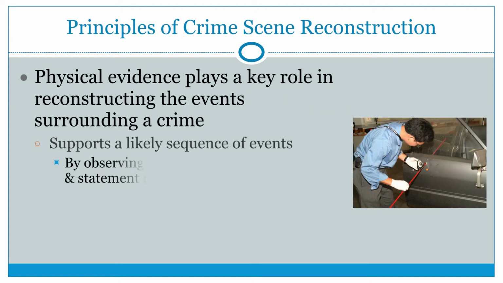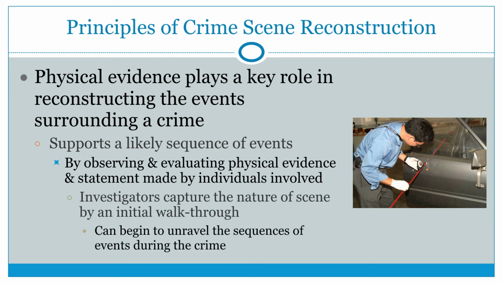The principles of a crime scene reconstruction: as always, the physical evidence plays a key role in reconstructing the events surrounding the crime. It helps to support a likely sequence of events, and this is done by the investigators observing and evaluating physical evidence, along with statements made by individuals that may have been involved or may have witnessed it.